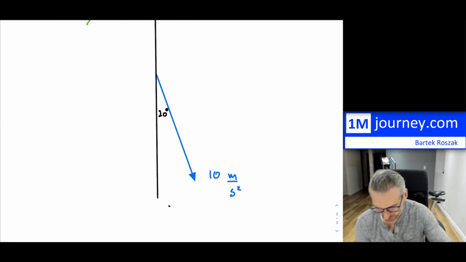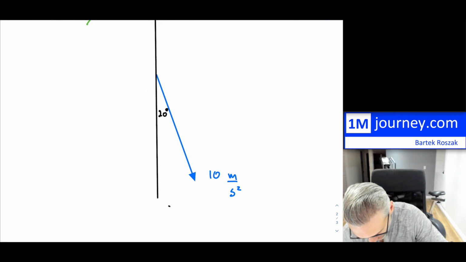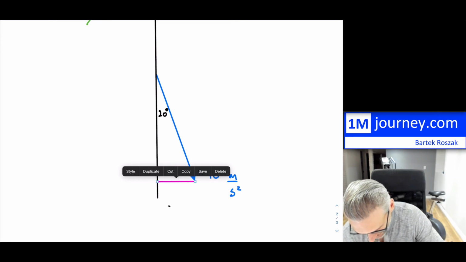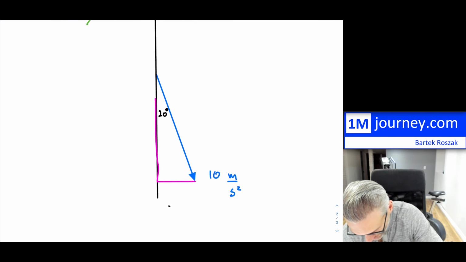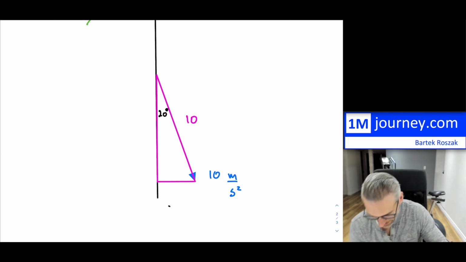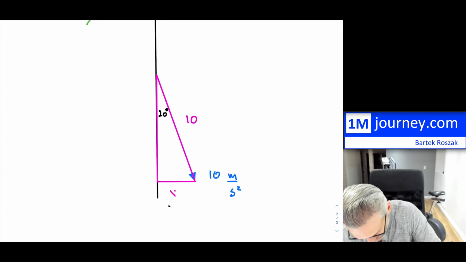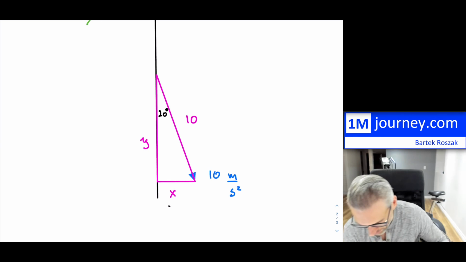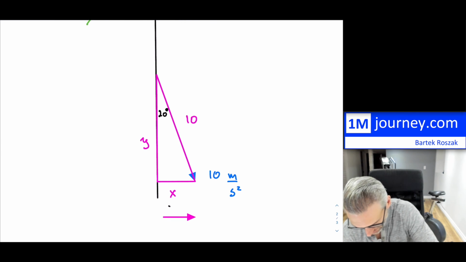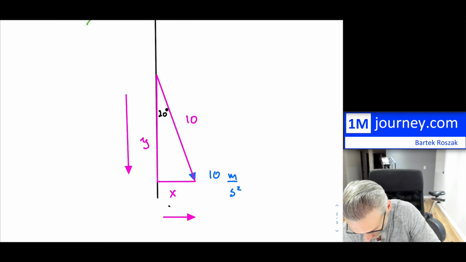Here you have to be aware that your little triangle, so notice this is the triangle that you create, I'll try to make it as straight as I can. So this is one, and then here's the other piece. This is my triangle that I've now created. My hypotenuse I know, so this is 10 meters per second squared. This is my x component, and this would be my y component. Now notice your x component should be positive, and your y component, because it's down, should be negative.